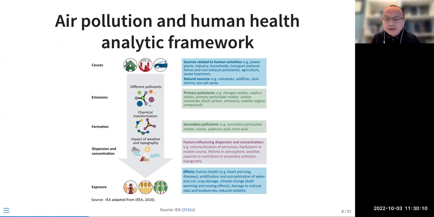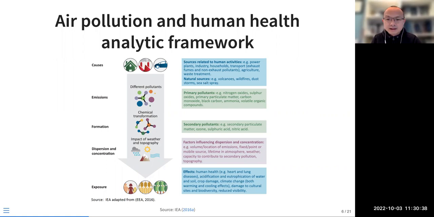Fixed point and mobile sources. I mentioned power plants are more stationary, while automobiles are mobile sources. Mobile sources are harder to address because they keep moving. While for stationary sources, we can use technologies to address emissions more effectively.